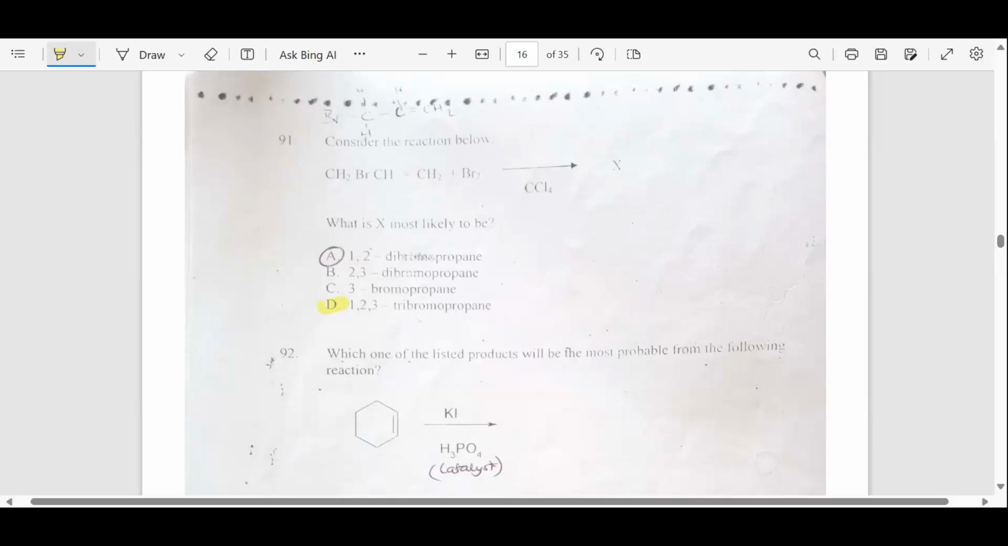If it were hydrogen bromide, then the answer would have been A, because according to Markovnikov's rule, the hydrogen goes to the carbon with the most hydrogen atoms. So if it were hydrogen bromide, the hydrogen would have gone to the last carbon, and then bromine to the second one. That's why we would have 1, 2 bromopropane. That would have been the answer. But since it's 2 bromines, then we'll have 3 bromines across. I hope I'm clear.